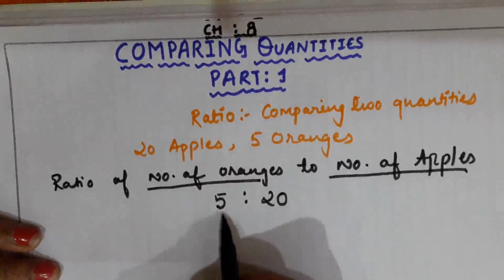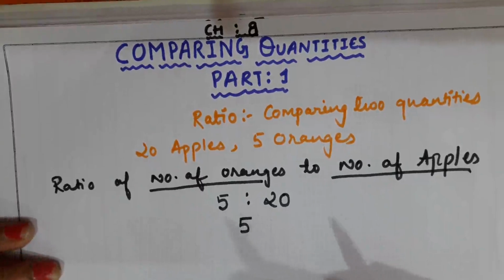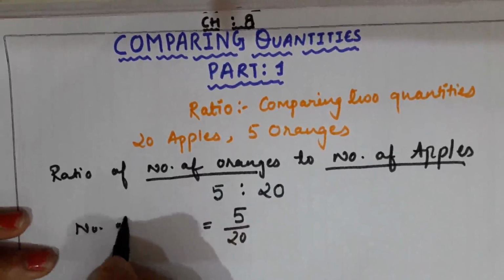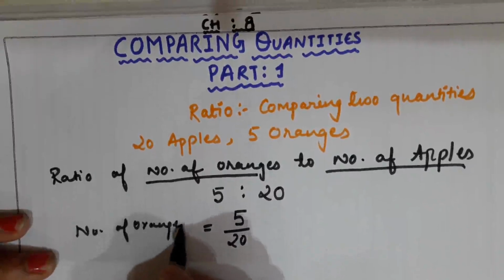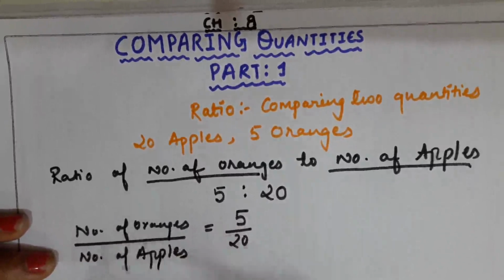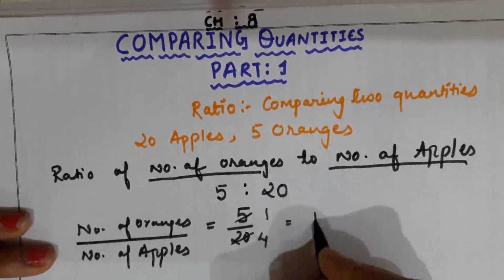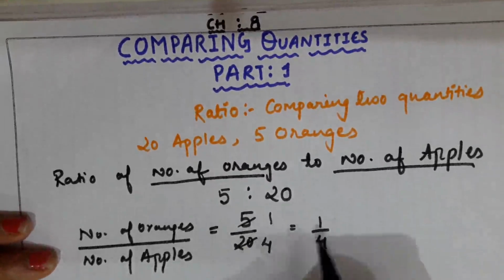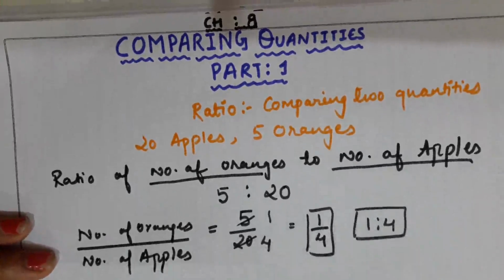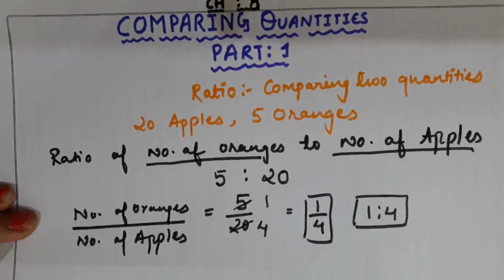Instead of writing this, we can represent it in numerator and denominator format, that is a fraction, 5 upon 20. So we can write number of oranges upon number of apples. 5 ones are 5 and 5 fours are 20, so the ratio will be 1 ratio 4. You can write it in this way or in this way, both are correct. I hope it is clear to you what ratio is.